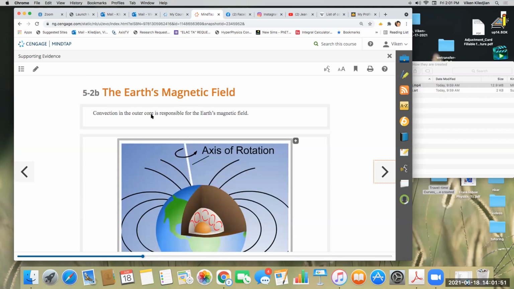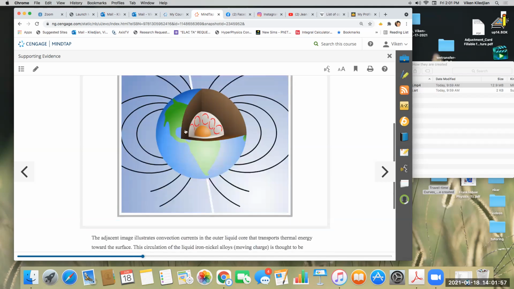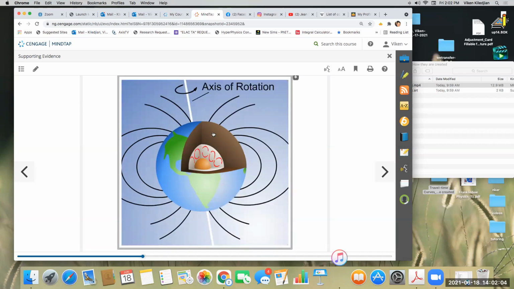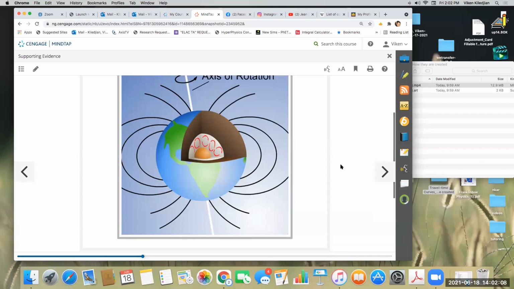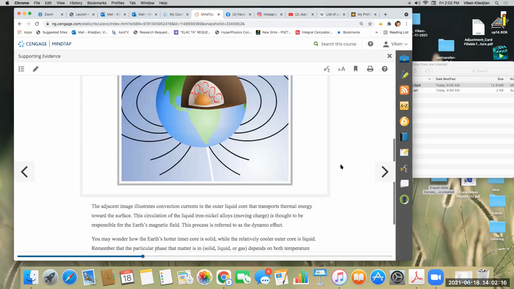Convection in the outer core is responsible for the Earth's magnetic field. You see? As these convection currents happen in the liquid outer core that we were just talking about, they cause the magnetic field of the Earth. And that really helps us because it helps protect us from the dangerous solar winds, solar particles that are coming toward us.